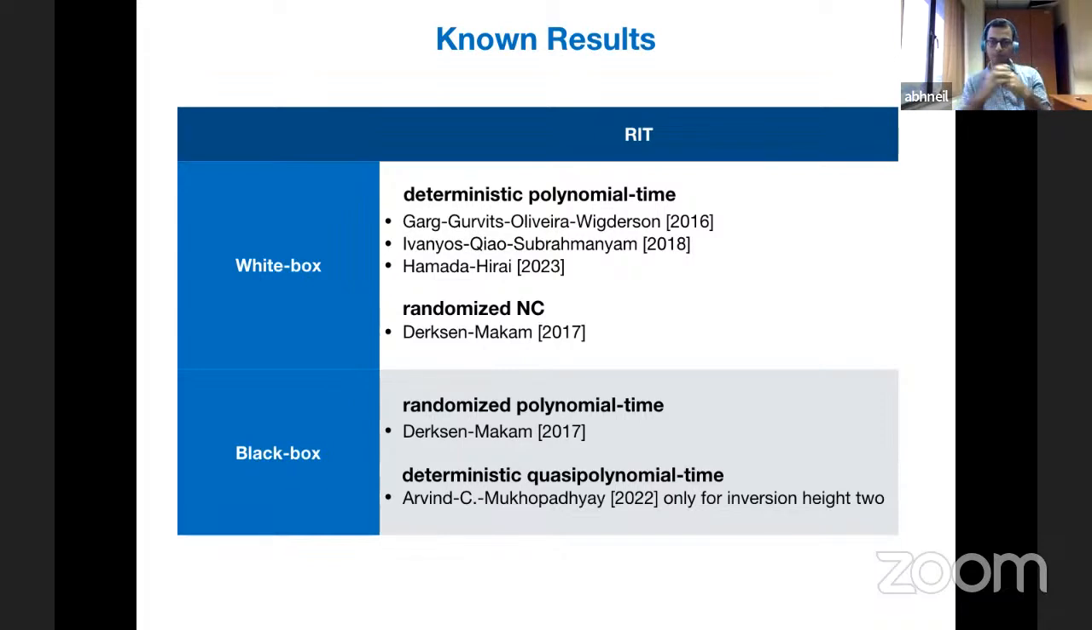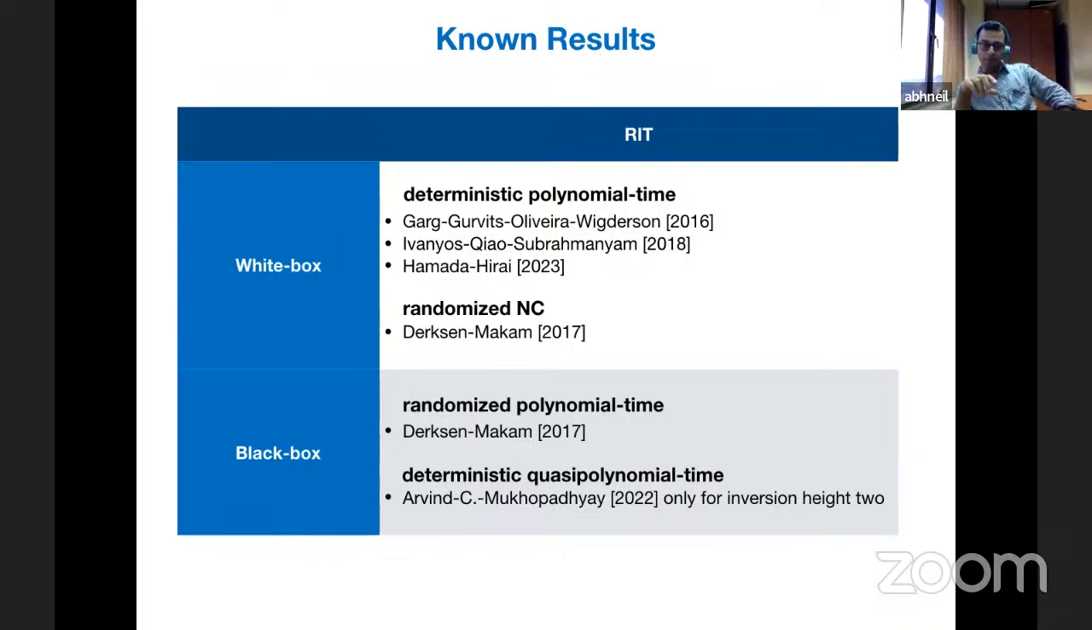They first came up with a deterministic polynomial-time algorithm that works only over the rationals and complex numbers. Then Ivanyos, Qiao, and Subramanian extended it over finite fields. And also recently Hamada and Hirai. Sorry, it's not 23, it's 21. Sorry, there is this typo.